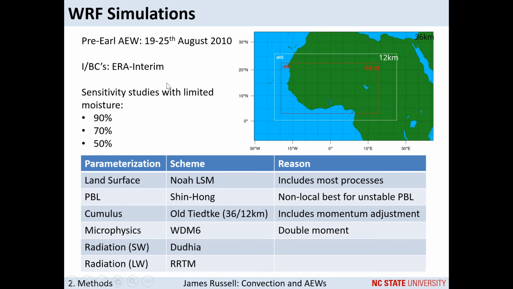nothing changed. And then we also have 3 sensitivity studies with limited moisture. And the idea behind this limited moisture is that we are able to limit convection to certain extents. So basically what I did was I multiplied the soil moisture and the relative humidity in the ERA-Interim boundary conditions by 0.9, 0.7, and 0.5 for each of the cases, and as a result, what we get is limited convection, more and more limited convection in each of them.